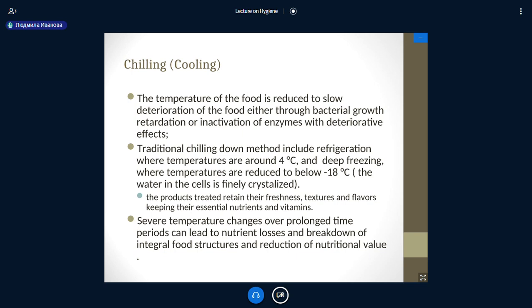Chilling or cooling: the temperature of the food is reduced to slow deterioration of the food, either through retarding bacterial growth or inactivating enzymes responsible for deterioration. Traditional chilling includes refrigeration, where the temperature is around 4 degrees, and deep freezing, where the temperature is reduced below minus 18. Severe temperature changes over a prolonged time period can lead to nutrient loss, breakdown of integral food structure, and reduction of nutritional value. That's why it's not recommended to store for a long time. Although there is a safe method to store at minus 18 degrees in the freezer, it's not recommended for a long time because foods lose their nutritional values.